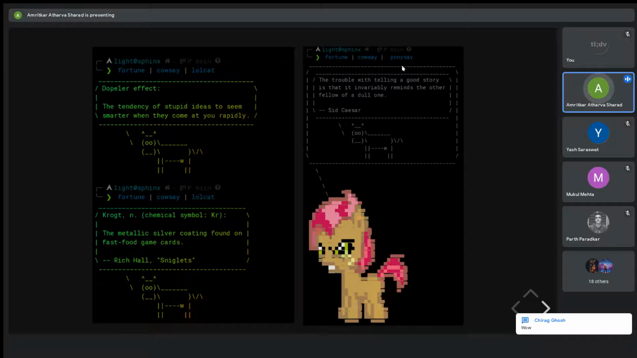Now this is some other command called ponysay. Ponysay is like cowsay, but with a pony saying something else. So this is how amazing Unix is, and that is how it was built.